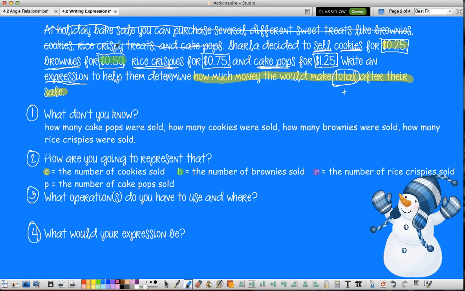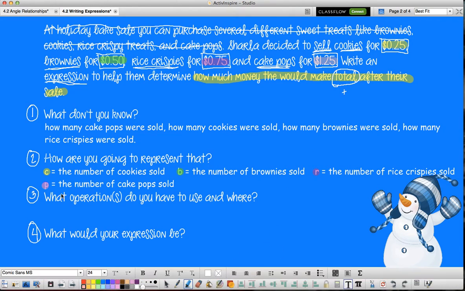R is representing the Rice Krispies, and those are 75 cents each. And then we have, what color haven't I used here? Let's go with purple. Ooh, that might be okay. Nope, too close to the other one. Let's use this reddish color. There we go, it's more pink. The P for Cake Pops is going to go with 125 because each cake pop was $1.25.